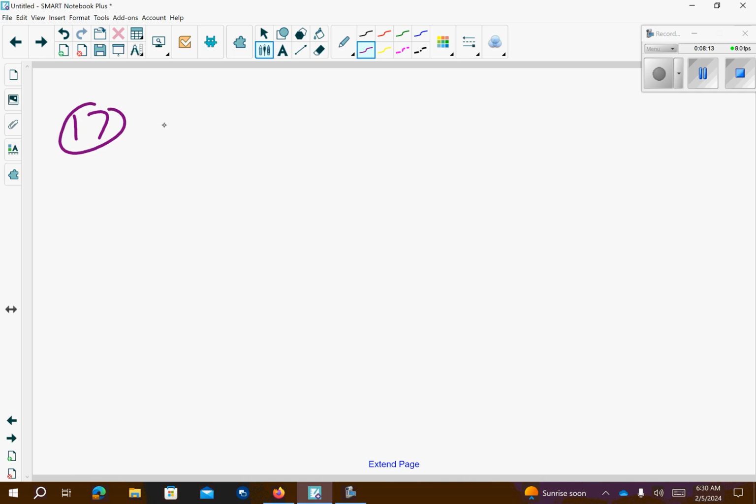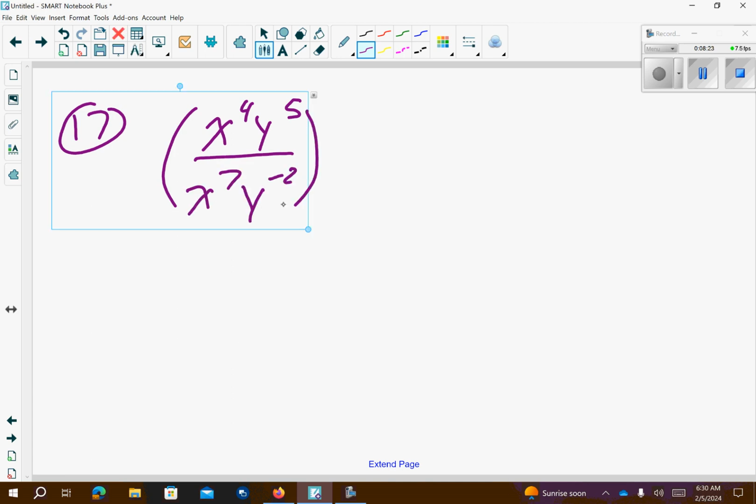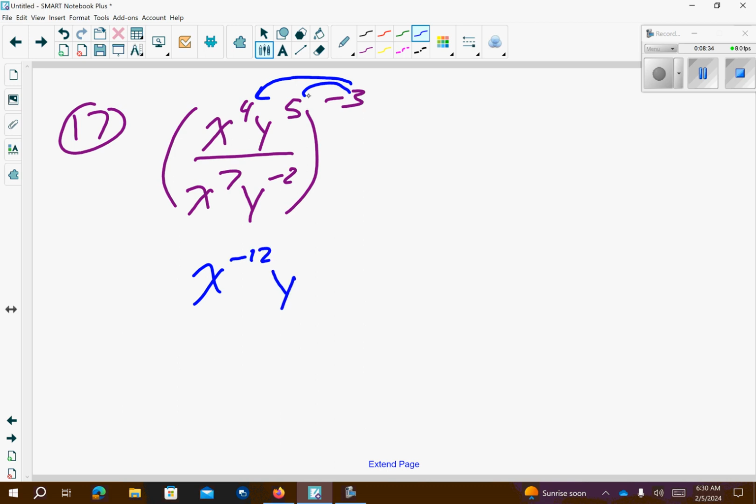Happy to help you. That's going to give me x to the 4th, y to the 5th, over x to the 7th, y to the negative 2, and then the whole thing's raised to the negative 3. So let's deal with this outside exponent. That's going to give me negative 12, because 4 times negative 3 is negative 12, and then y to the negative 15. So some things are going to have to move, but we'll take care of those in a little bit. That's going to give me x to the negative 21, because negative 3 times 7. And that's going to give me y to the 6th.